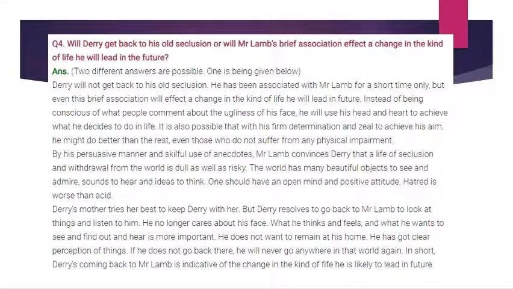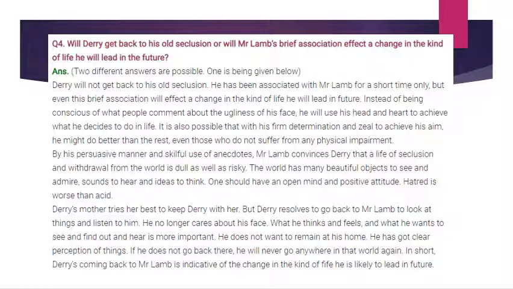Question number 4. Will Derry get back to his old seclusion, or will Mr. Lamb's brief association effect a change in the kind of life he will lead in the future? Derry will not get back to his old seclusion, that is, separation, remaining isolated. He has been associated with Mr. Lamb for a short time only, but even this brief association will effect a change in the kind of life he will lead in future.